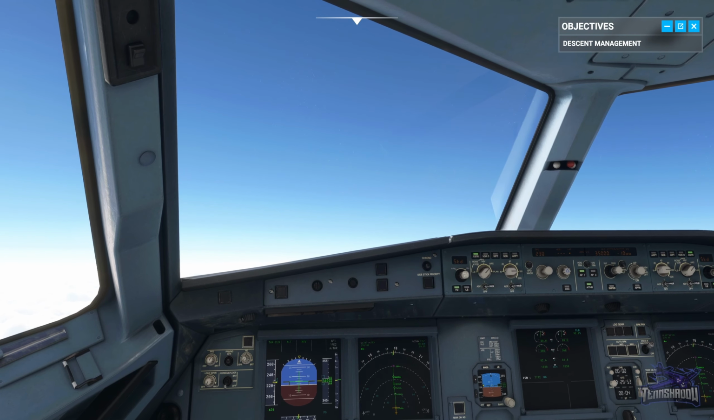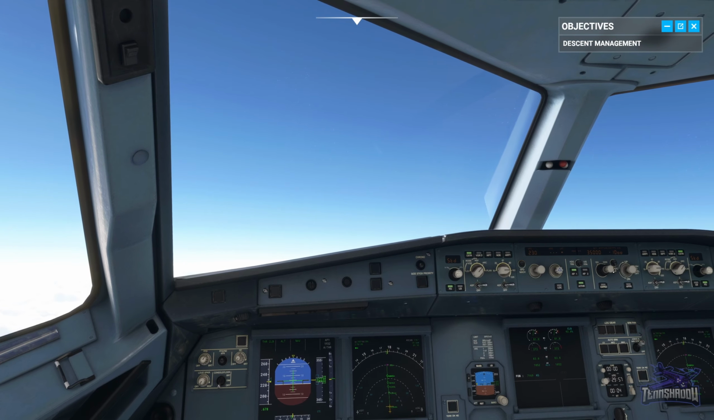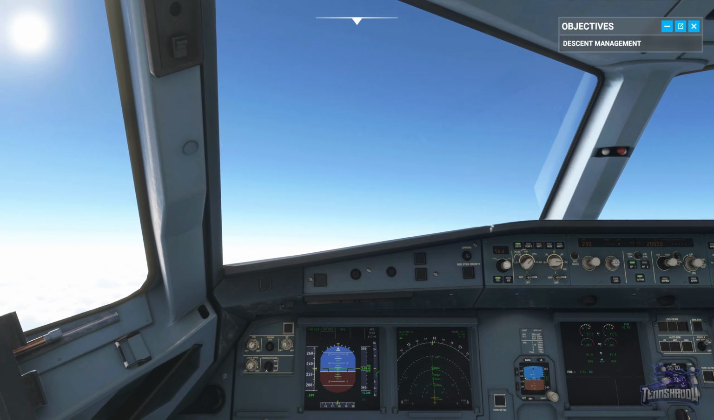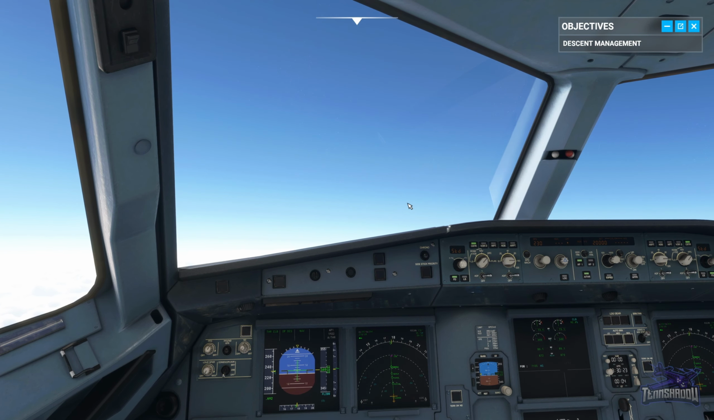Okay, set 20,000 in the FCU altitude window and pull the alt knob. Now see how the auto thrust sets idle power and the nose is lowered in open descent mode. With a low airspeed, our drag is also relatively low, giving only a moderate descent rate.